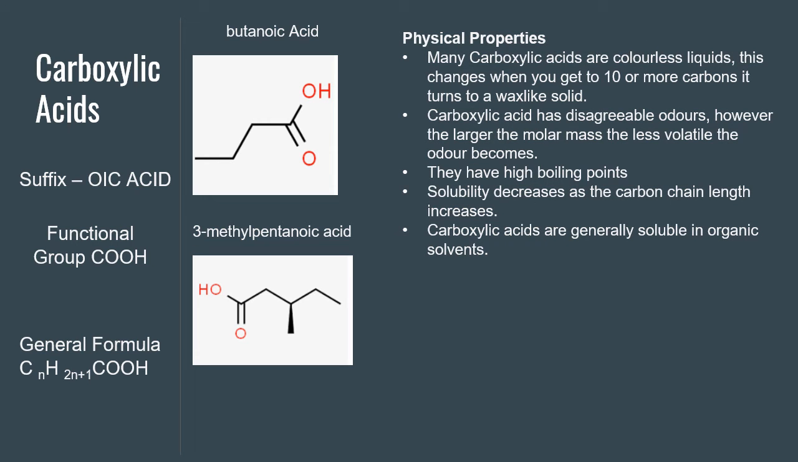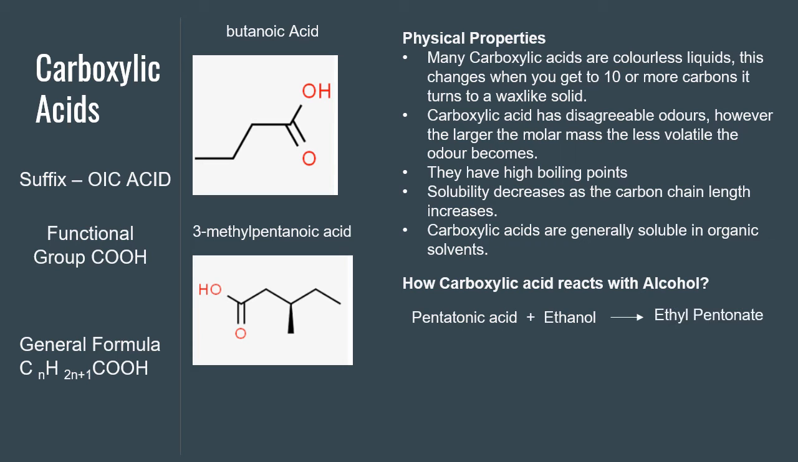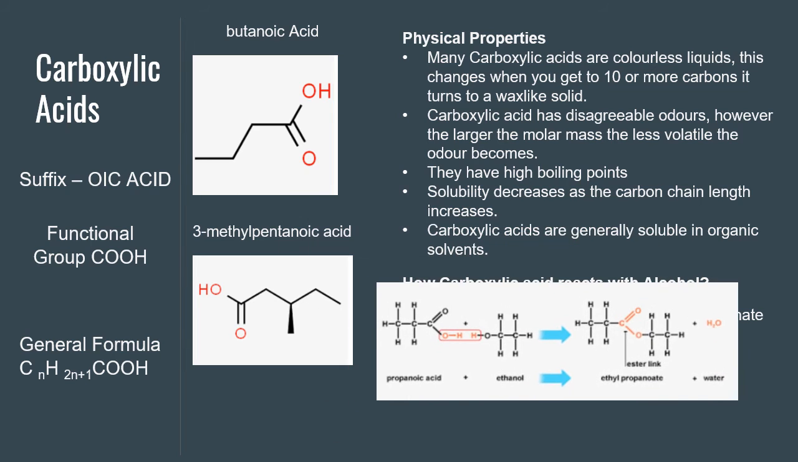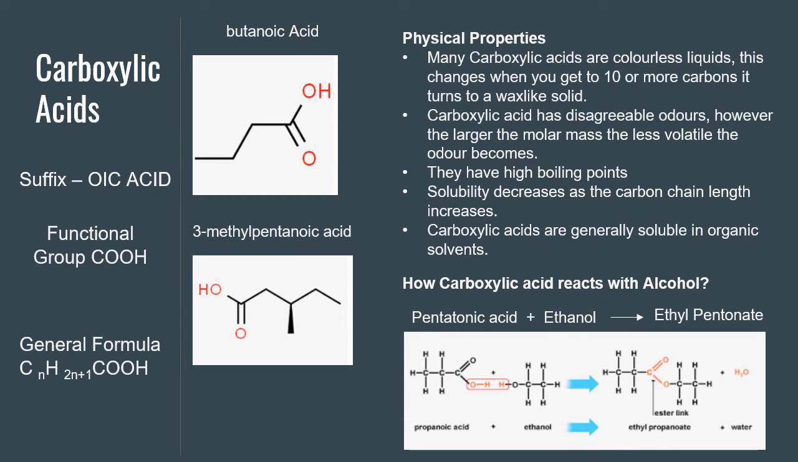There are more physical properties listed there, but now I really want to talk about reactions with carboxylic acids and alcohols. We are looking at pentanoic acid and ethanol, and this is going to create ethyl pentanoate. When a carboxylic acid is treated with an alcohol and an acid catalyst, normally concentrated sulfuric acid, an ester is formed. This reaction is called Fischer esterification, which brings us to our next functional group, esters.